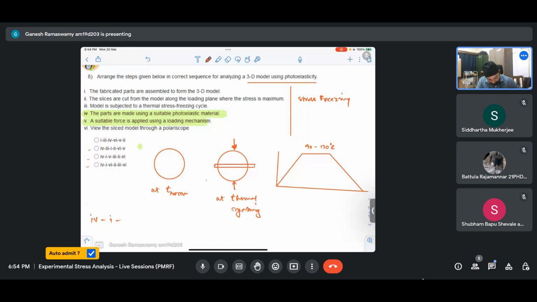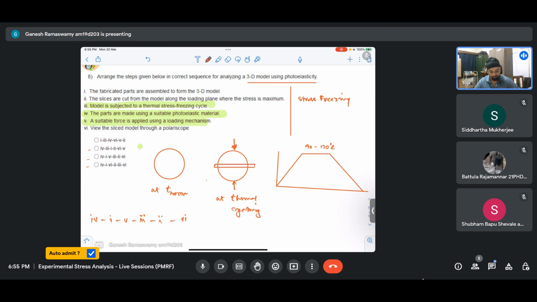Once the forces have been applied, we will subject it to a thermal cycling process, which will be followed by 3. Now the thermal cycling is completed. So this needs to be cut into thin slices in order for us to view it in a circular or plane polariscope. So essentially this will be followed by 2. We will cut it and then view it in a polariscope.